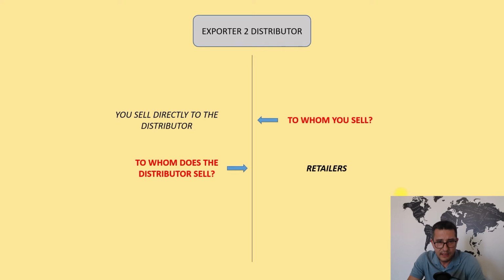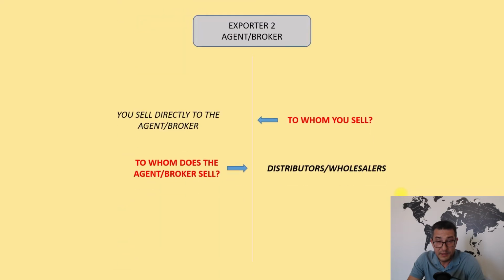And lastly, the fifth type is to export to an agent or a broker, and here usually an agent represents your brand but doesn't buy your product. Instead, they pitch your product to their customers, who are the distributors and the wholesalers. And now, guys, that I've covered the 5 types of distribution channels, I want to cover a little bit the role of each actor involved, with the pros and cons for each.